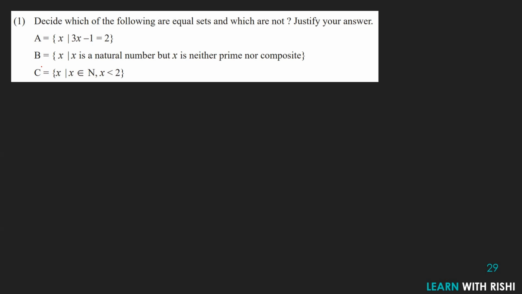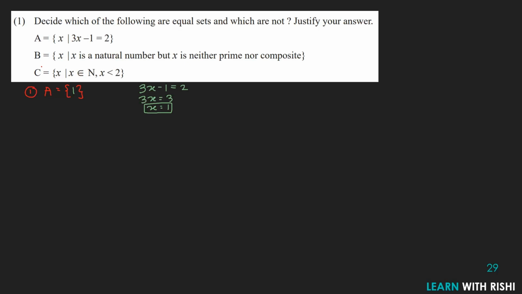So let us come to the first set A. Now, what is set A? Set of all x such that 3x minus 1 is equal to 2. So what will be the elements present? First we need to solve the equation. 3x minus 1 is equal to 2, which means 3x is equal to 2 plus 1, that is 3. So x will be equal to 3 upon 3, that is 1. So the value of x is 1. So only one element is present in my set A, that is 1. So this is which type of set? Singleton set.